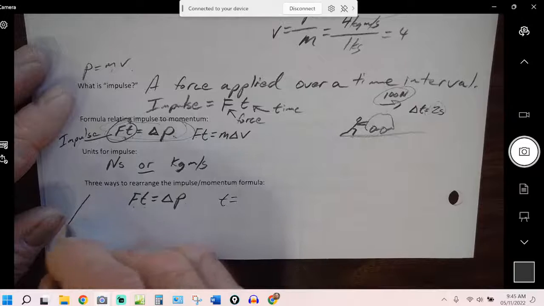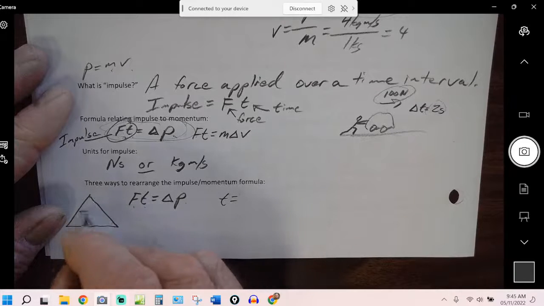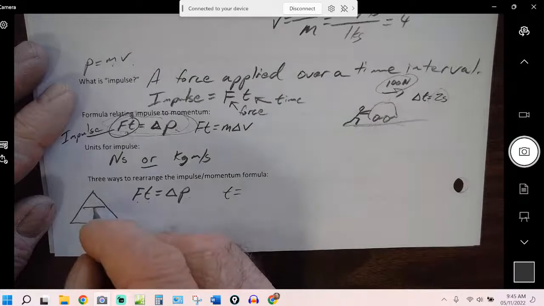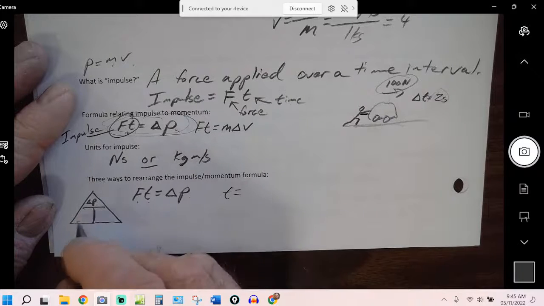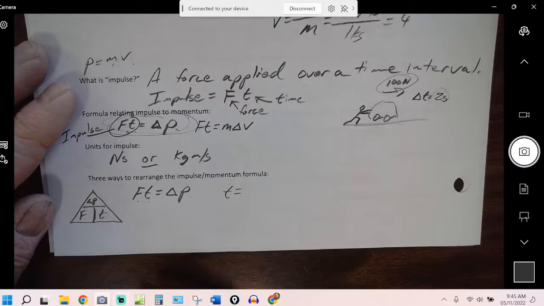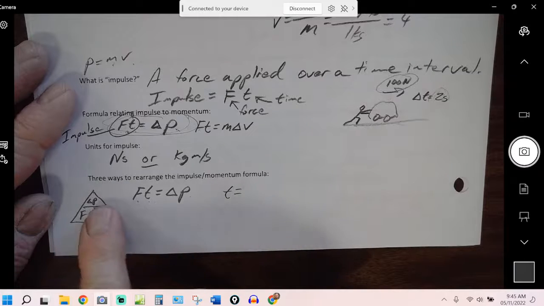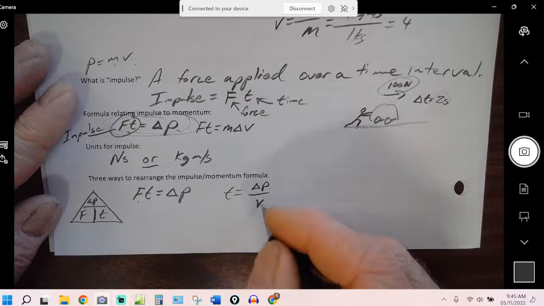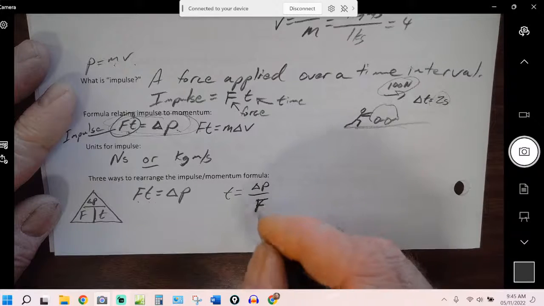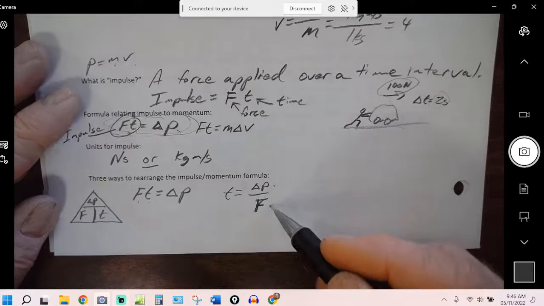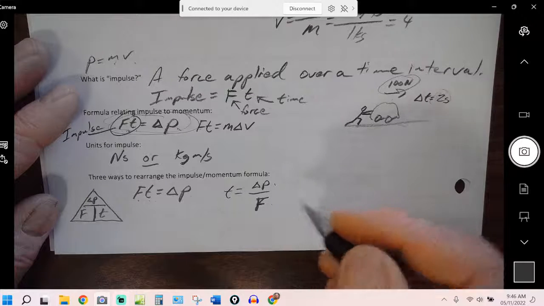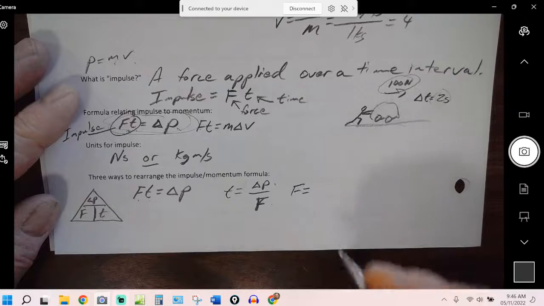So if you're struggling with that, just put it in the triangle. What goes on top in the triangle? Delta p. And then we have F and t, and just cover up the one you want. So if I want t, cover that up, I've got delta p over F. Oops, sorry. Can't write an F. So that would be the change in momentum divided by the force. And if I wanted to solve for F, what would that be?